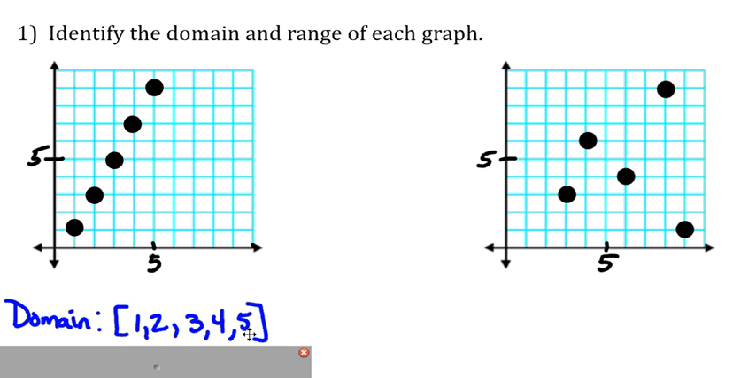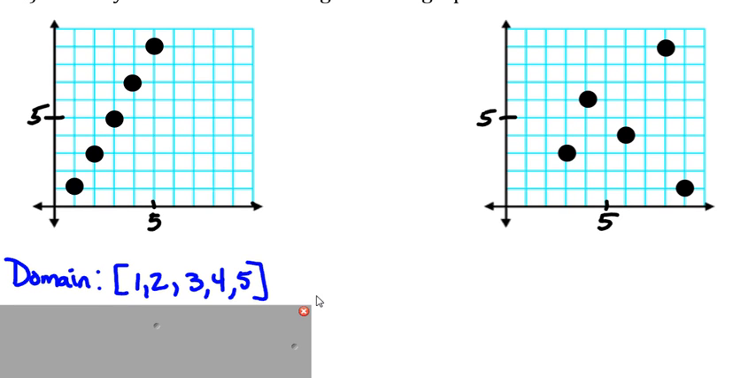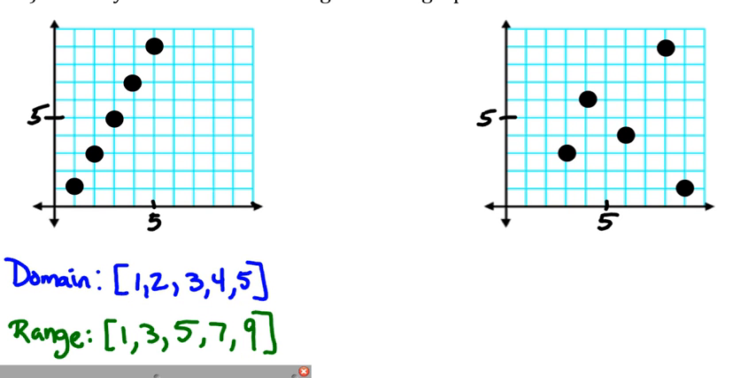Now the range are the outputs. So what are the outputs that go with those inputs? Well, this is an output of 1. This is an output of 3. This is an output of 5, 7, and 9. And so we're going to list those very specific outputs that are being used for our range. And since they're all filled in, they're being used, we have brackets. So can you list the domain and range for the second scenario?